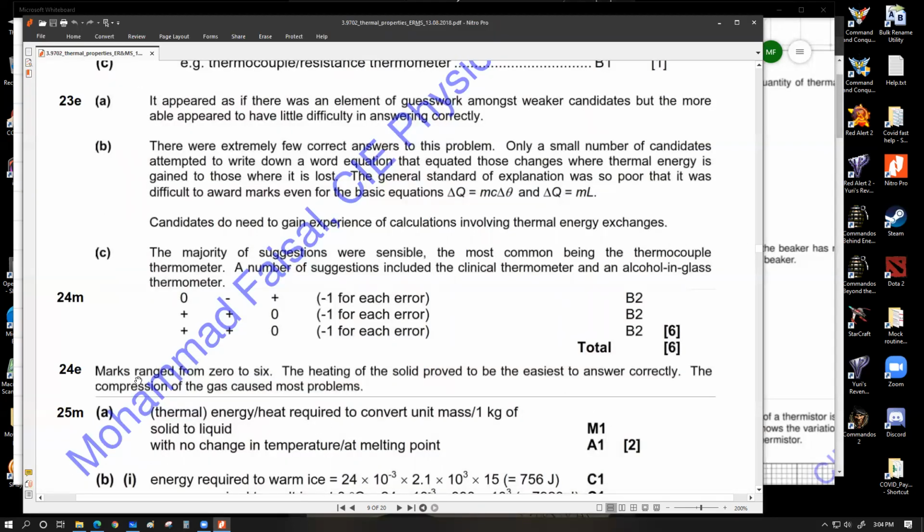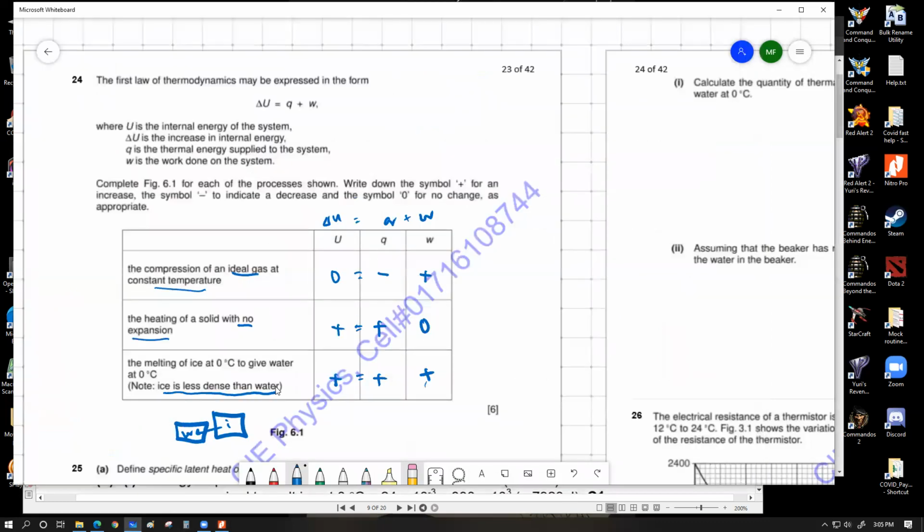Have a look at the examiner's report, with marks ranging from 0 to 6. The heating of the solid proved to be the easiest to answer correctly. The compression of the gas caused most problems. So they haven't mentioned anything about the water part, I mean, none whatsoever. Bad, but that's the way it is.